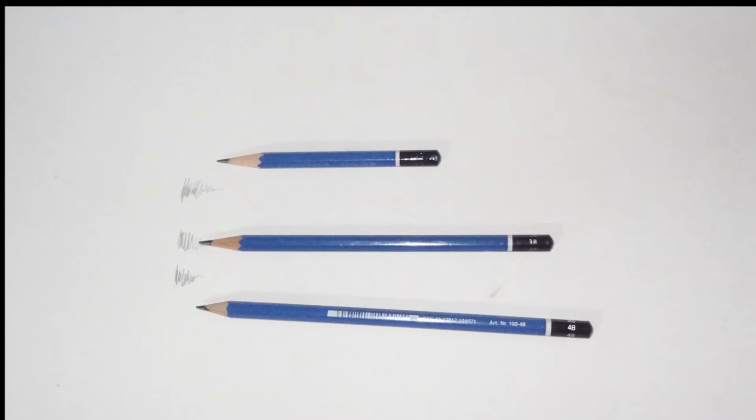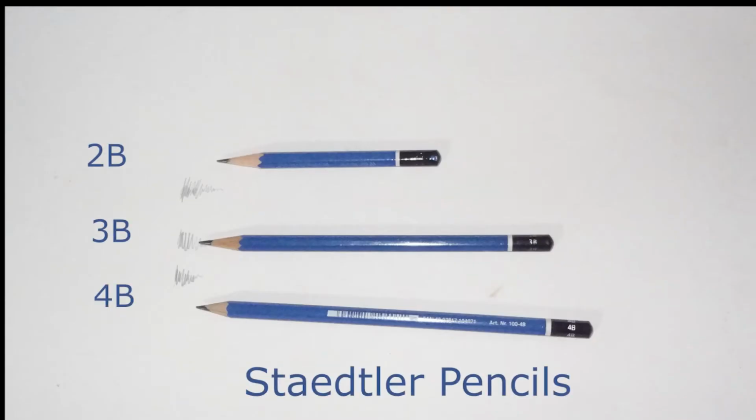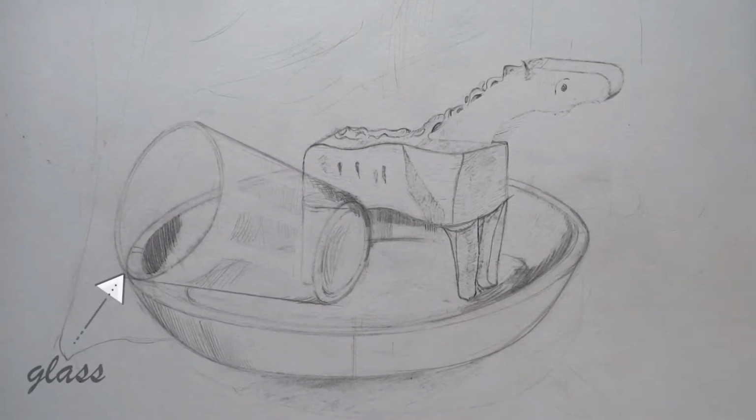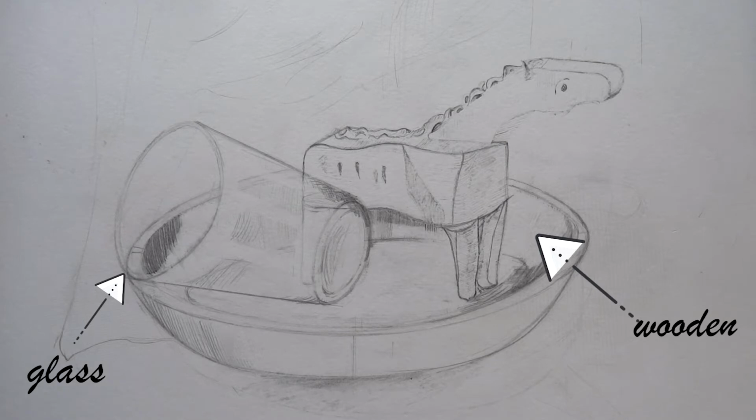So let's just jump into our process and start doing the sketch. For this sketch I'm using Staedtler 2B, 3B and 4B pencils. Firstly, let's have a look at our objects. We have one glass object and two wooden objects. So we are going to sketch them, and let's begin.